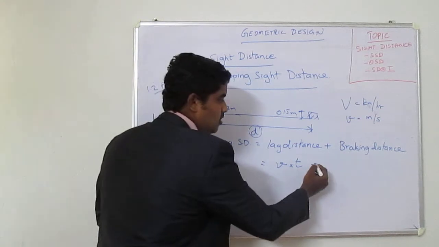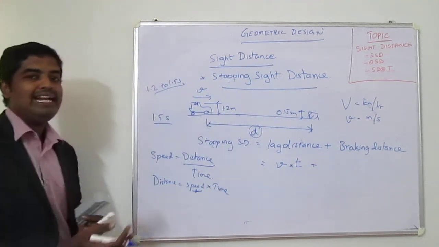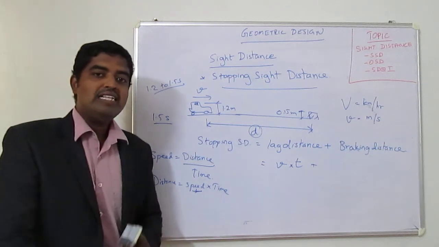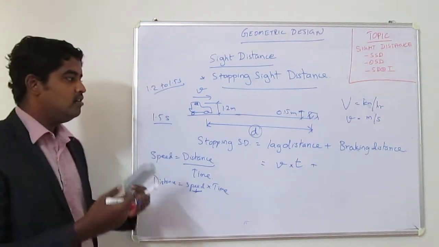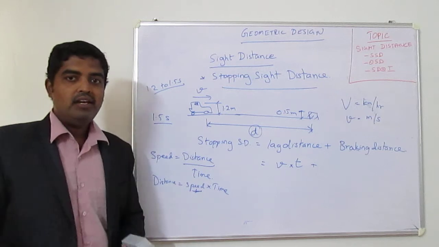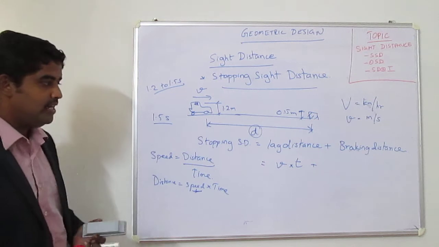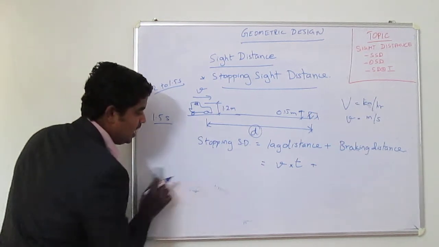Then next we have to go to the braking distance. What will be the braking distance? What will be the distance taken by the vehicle to entirely stop? What will be the time taken for the driver to stop the vehicle? That distance traveled is known as the braking distance, right? So that can be calculated.